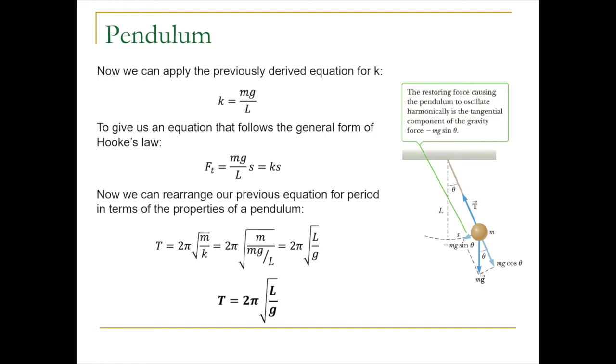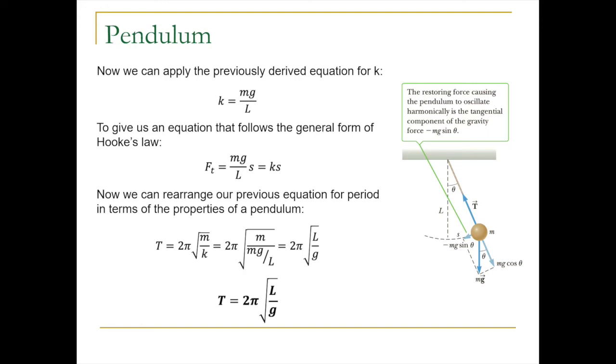So based on this proof, we can now take our equation for period and substitute in our spring constant, which is representative of this oscillating motion, and we can get a new equation for period in terms of the properties of a pendulum, which in this case is the length of the pendulum and the acceleration due to gravity on the mass itself. You'll notice a couple of things.